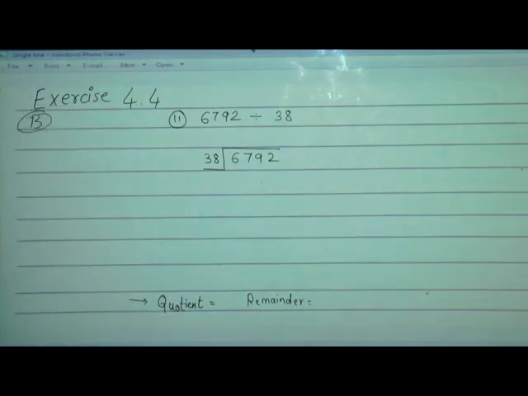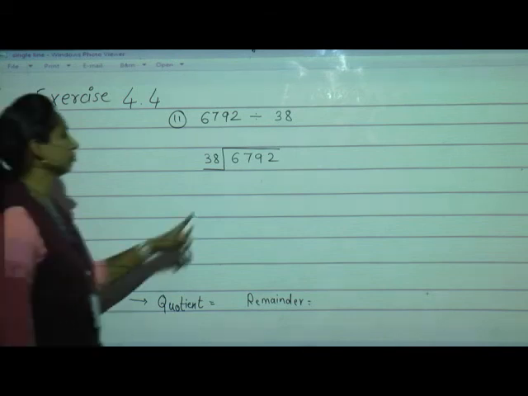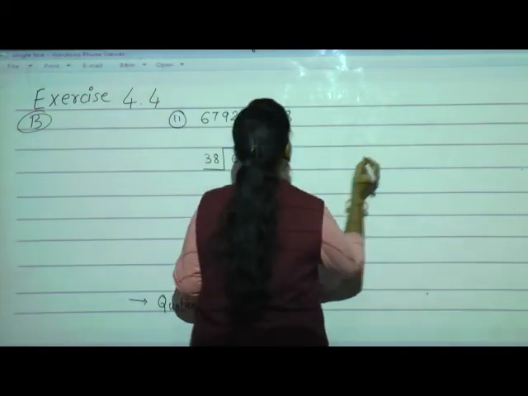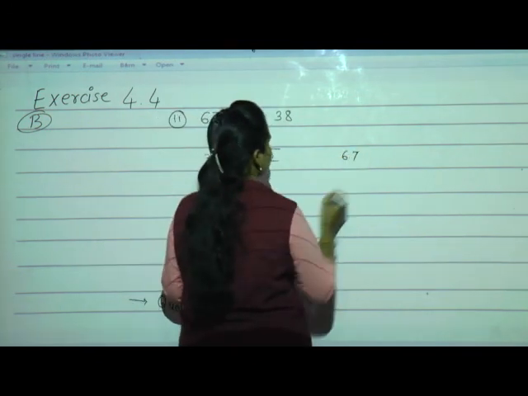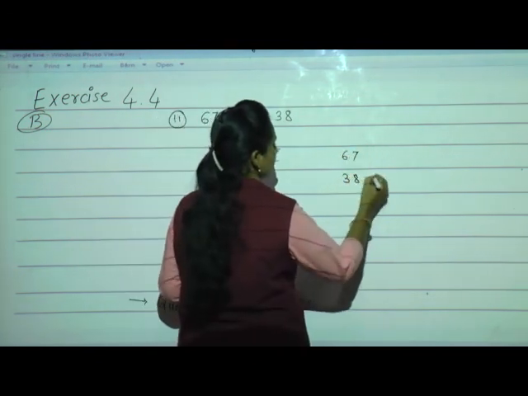Normally, as per the rule, whenever we divide by a 2-digit number, we have to consider 2 digits from the dividend. Now tell me, how many times does 38 go into 67? First, write the two numbers 67, and the divisor is 38.